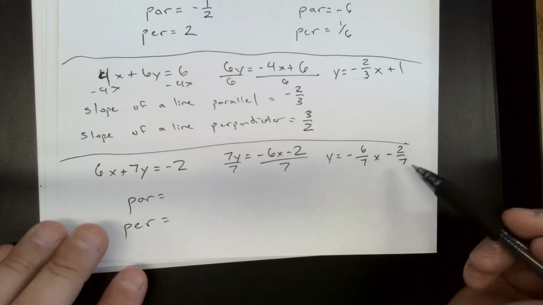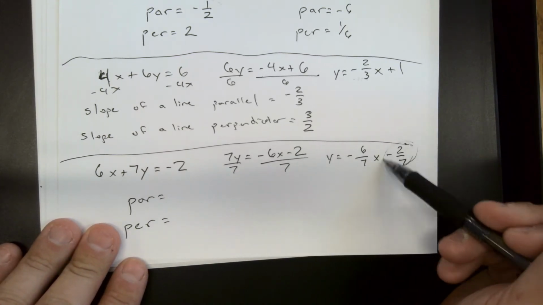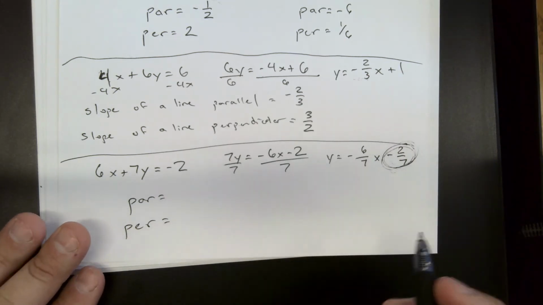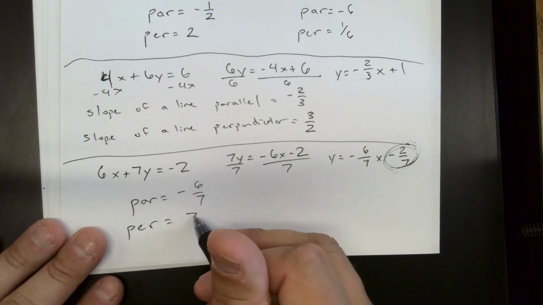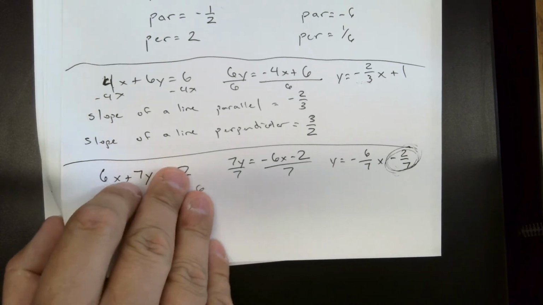Hey, before I give you this, do I care what that is? That's irrelevant. We're not even looking at the y-intercept. We're just looking at the slope. So, parallel, what is it? Negative 6 sevenths. Perpendicular? Who got it right? All right, onward.